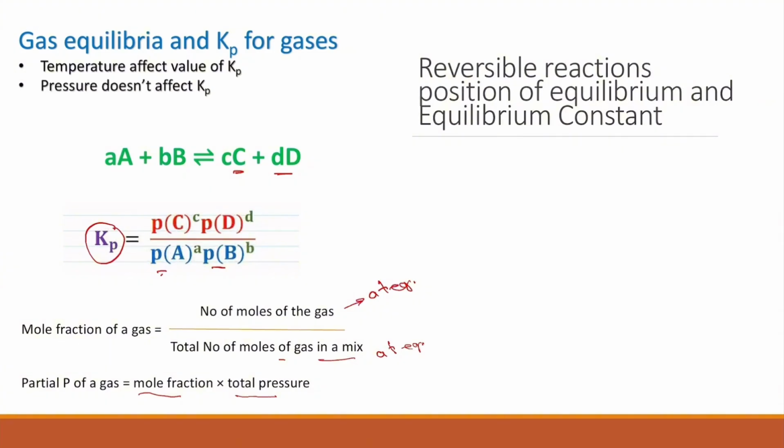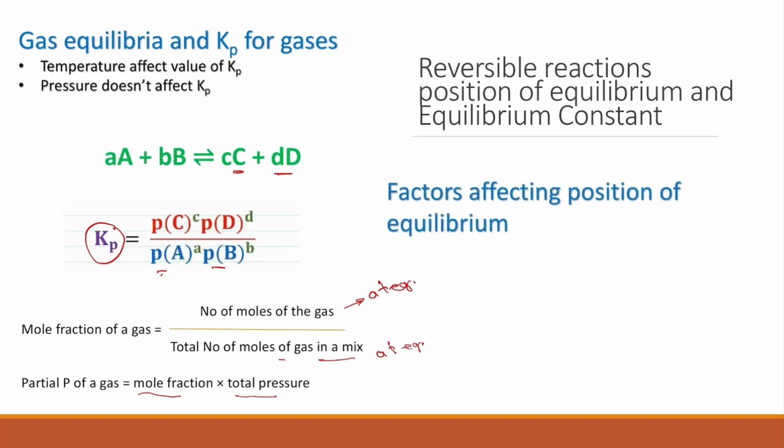However, the pressure does not affect the Kp value. So remember, if you increase the pressure or decrease the pressure, for example if the question says that they used a smaller vessel, so there's an increase in the pressure, that will not affect the value of the Kp. And also remember the different factors affecting the position of the equilibrium, because they are very common in paper one as much as they are common in paper two.